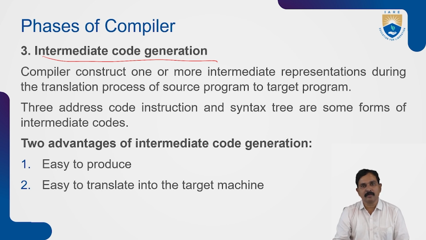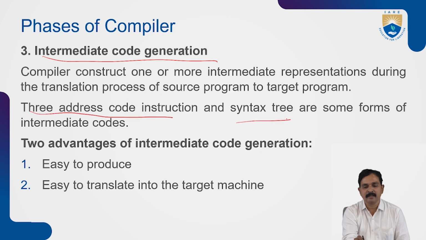Before generating the target code, the machine wants simpler forms of the statement. Suppose you are given a longer statement. That longer statement may be divided into simpler statements, which are easy to translate into machine code. That is the main objective of intermediate code generation. The compiler constructs one or more intermediate representations during the translation of the source program to the target program. Here we use three-address instructions and also the syntax tree. These are the popular forms of intermediate code.